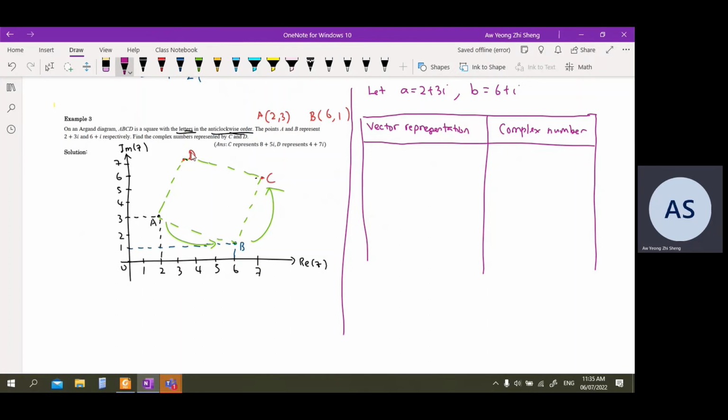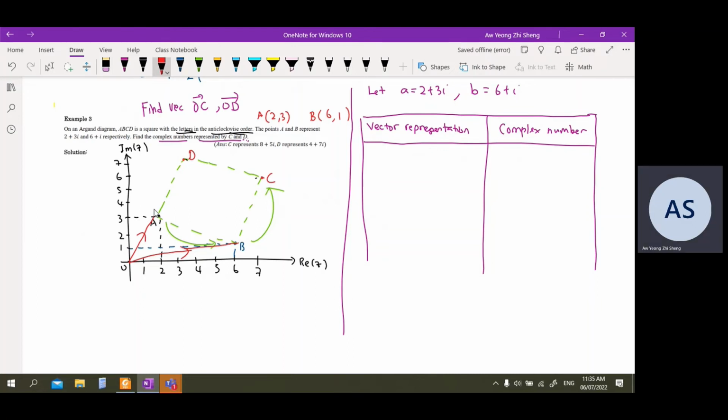Okay. So to find the complex numbers represented by C and D is to find the vectors OC and OD. Once you have the vectors OC and OD, you can just read the vector to obtain the complex number. Okay, so let's think about the idea first. How can I get the vector OC from the limited information that I have? Vector OA, I can get very easily, because I have the coordinates of A. Vector OB I can also easily obtain.